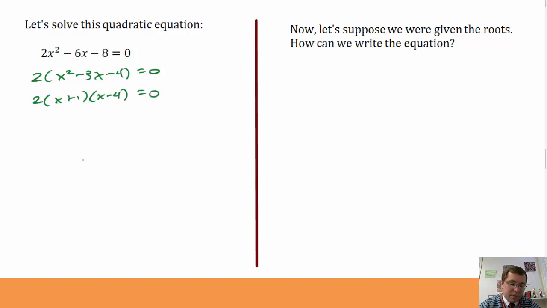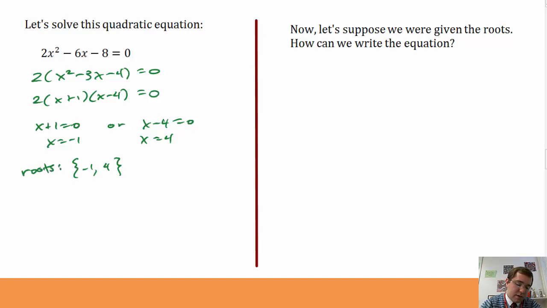So then to solve it, we set these parts equal to 0. 2 doesn't give us anything, but if x plus 1 equals 0, then x equals negative 1. Or if x minus 4 equals 0, then x equals 4. So our solutions are negative 1, 4. Those are the roots of this equation, which if we were to graph them, since these are real numbers, would be the zeros of the graph.